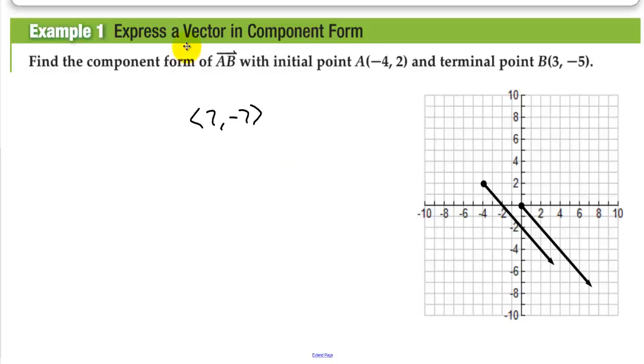Now, of course, if we have some very large numbers or decimals, we're not going to count. So the way we find this is we just take x2 minus x1, so 3 minus -4, and then y2 minus y1. We have -5 minus 2. So we just subtract the x's and the y's, and we get ⟨7, -7⟩.